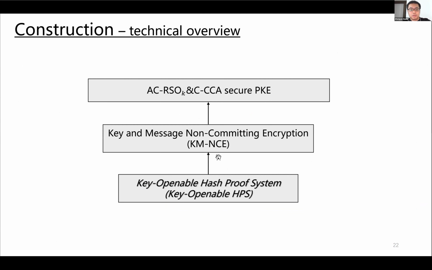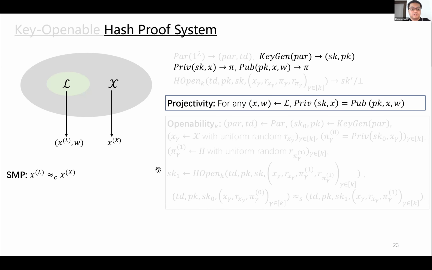Next, to construct KMNCE, we need a new primitive called key openable hash pool system. Now we turn to introduce this primitive. Firstly, I will recall the traditional hash pool system. A subset membership problem, SMP, requires that two elements, sampled from the subset and the universal set respectively, are indistinguishable.